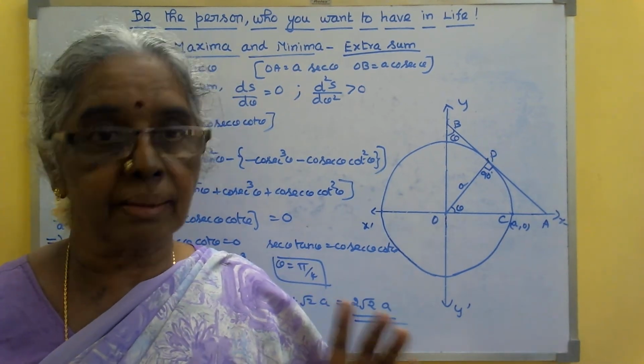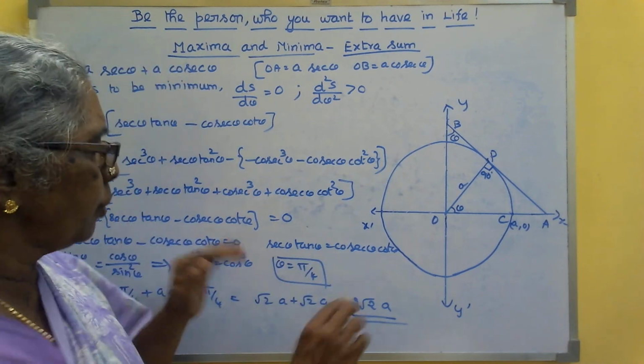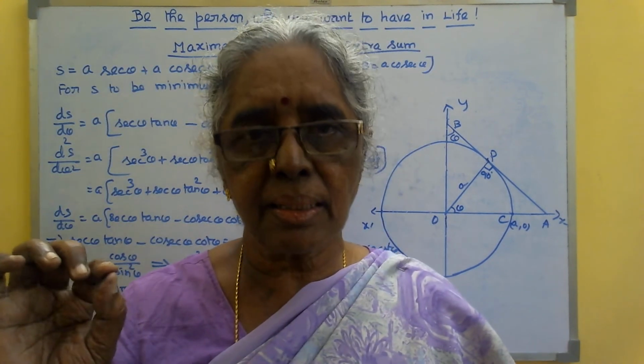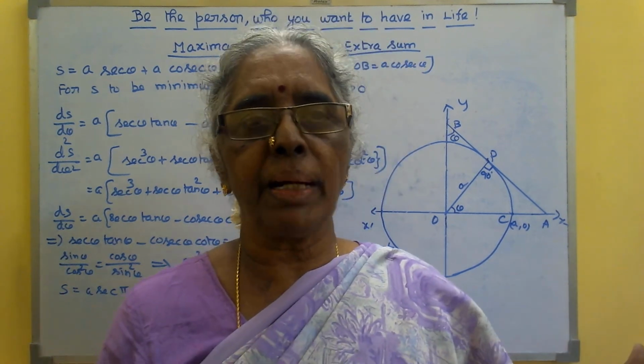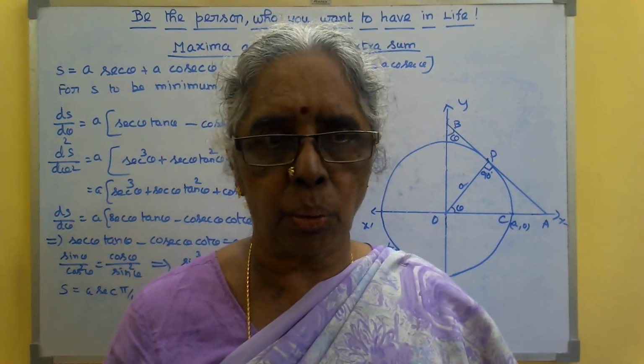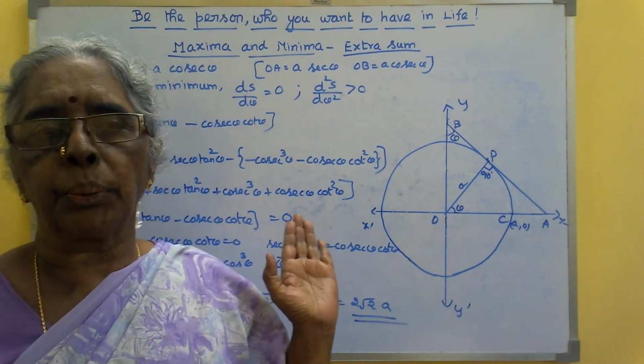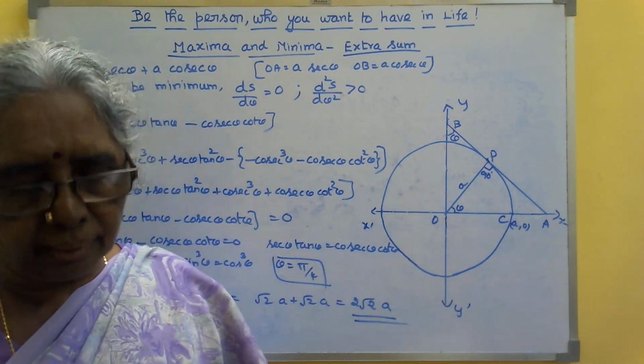I hope this is clear to you. Okay, actually you have to write that the second derivative is greater than 0 because theta is pi by 4 and all the trigonometrical ratios are positive. Write that also, and then the minimum value is 2 root 2a units. Hope you have understood it clearly.